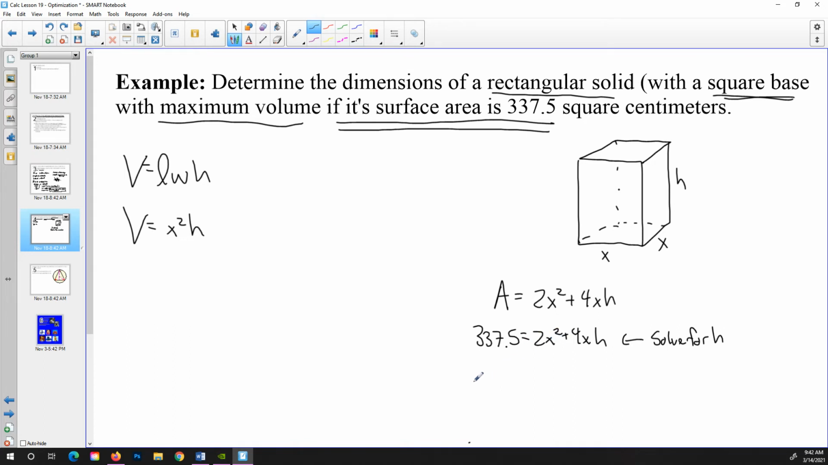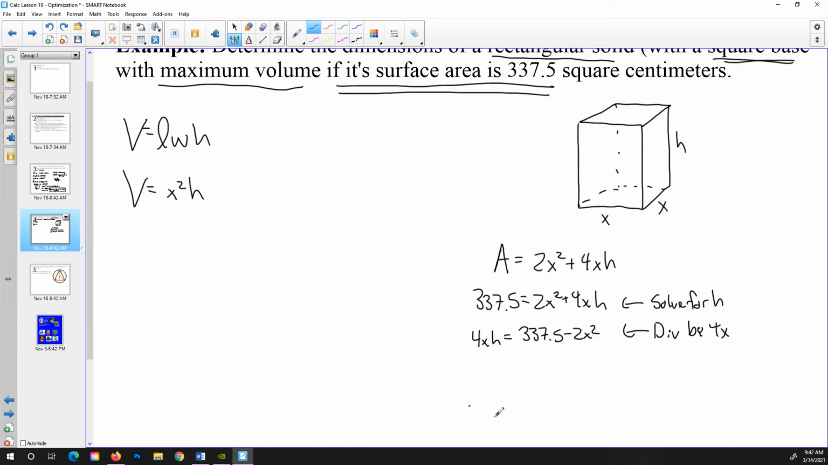That'll give me 4xh is equal to 337.5 minus 2x squared. And then we'll divide by 4x. And that'll give me h equal to 337.5 minus 2x squared all over 4x. Now I know that that's kind of ugly, but I'm going to plug this in.